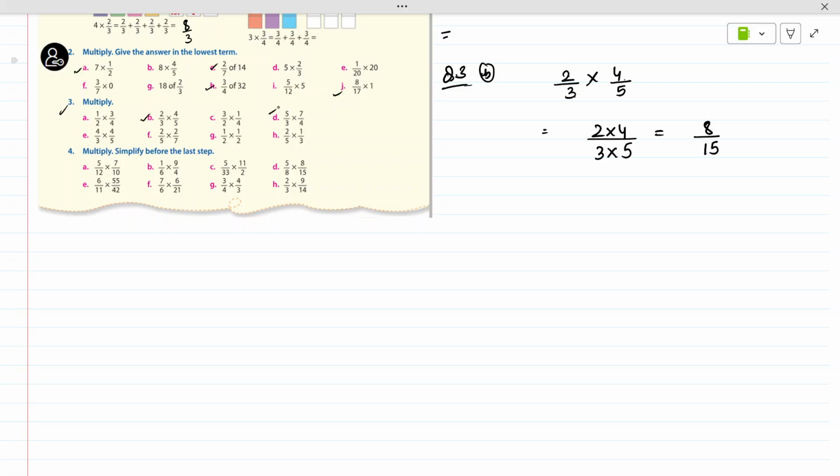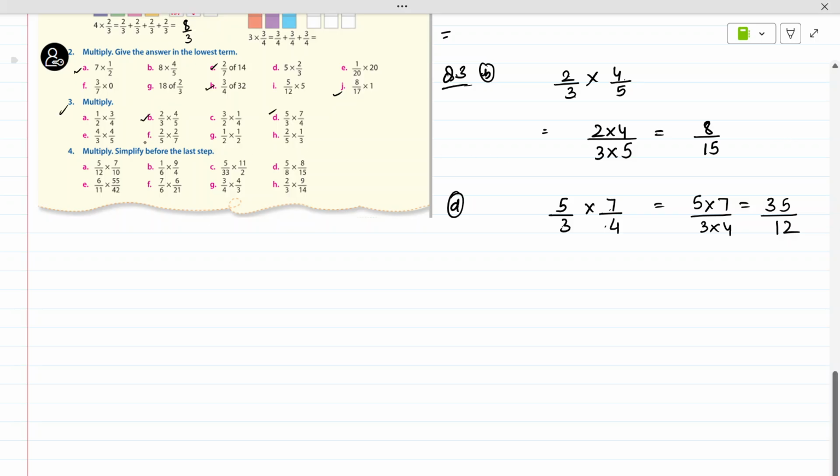Now I'm picking D part here. We have 5 by 3, 7 by 4. Both the fractions are already reduced to their lowest form. When we see across, 5 and 4 do not have a common factor, 3 and 7 do not have a common factor. So we can straight away multiply them to get the answer. 5 into 7 is 35, 4 into 3 is 12. Okay, this is also done, easy.